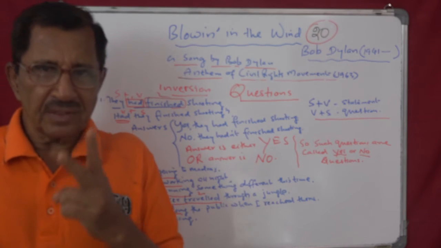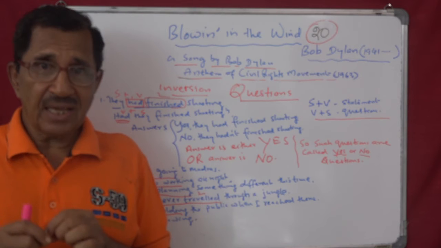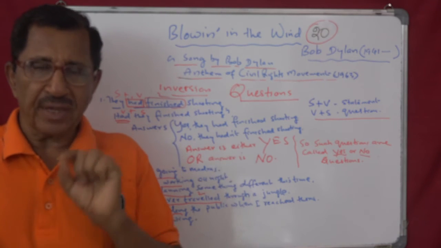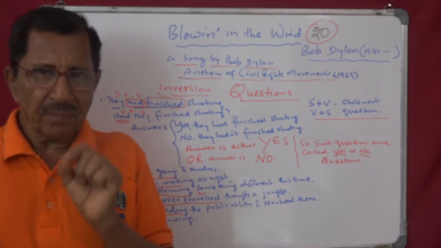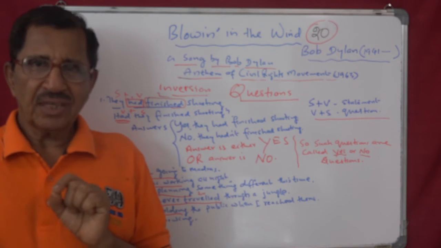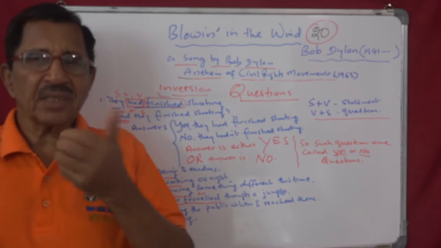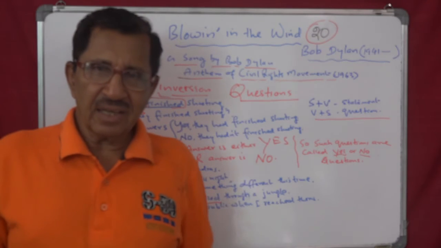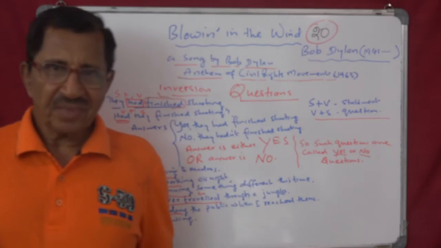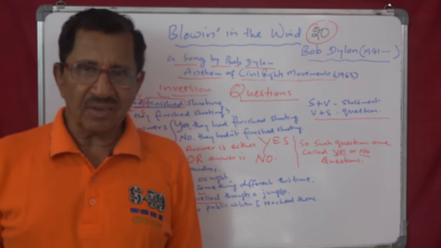you can easily make a yes or no question by shifting or moving the first member of the verb phrase to the beginning of the sentence. Then it becomes a question. Simple. You can write down or you can do this exercise with me. I will dictate some simple sentences, and then you can see.